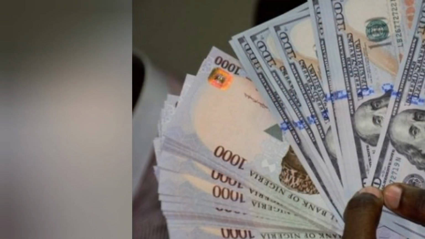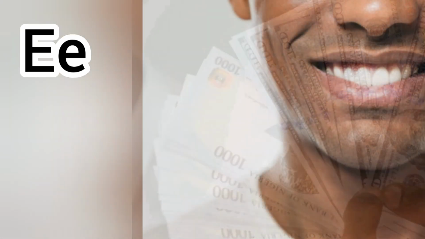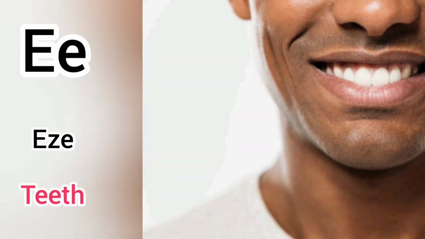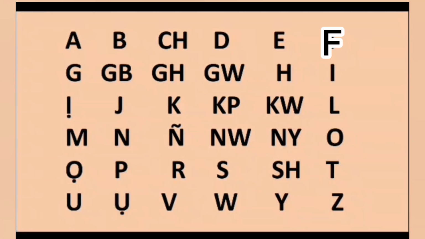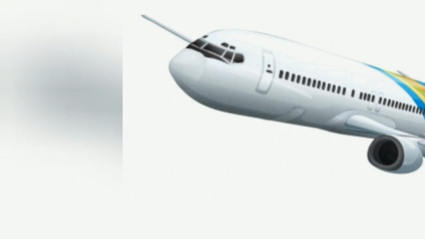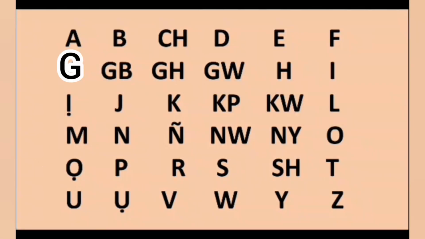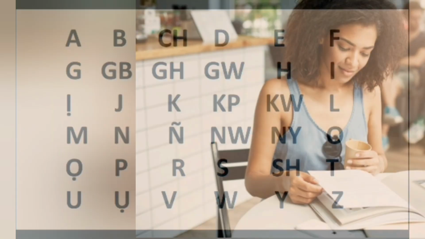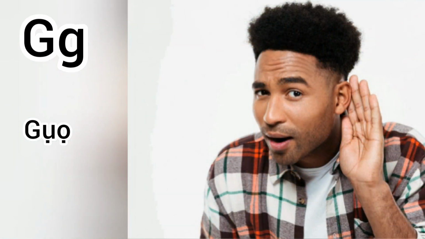Ego. Ego. What's ego? Money. Then eze. Teeth. Good. Fi, fe. What's fe? Fly. Gi, gwuo. That's read. Then genti. Listen.